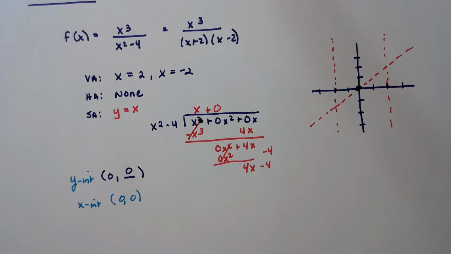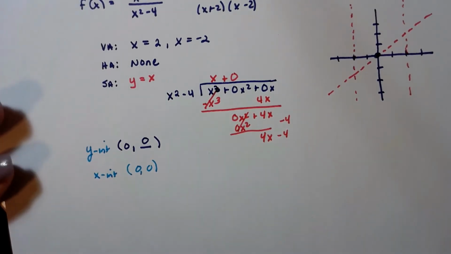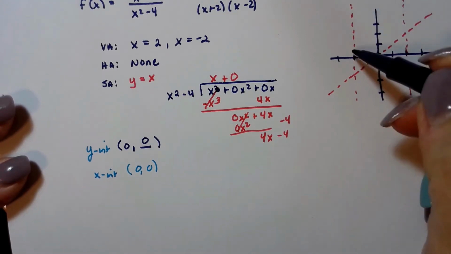So my asymptotes are sketched onto the coordinate plane, and my intercepts are there. Now I have to plot a point between and beyond each x-intercept and vertical asymptote. Okay, so here's a vertical asymptote, and I don't have a point here.